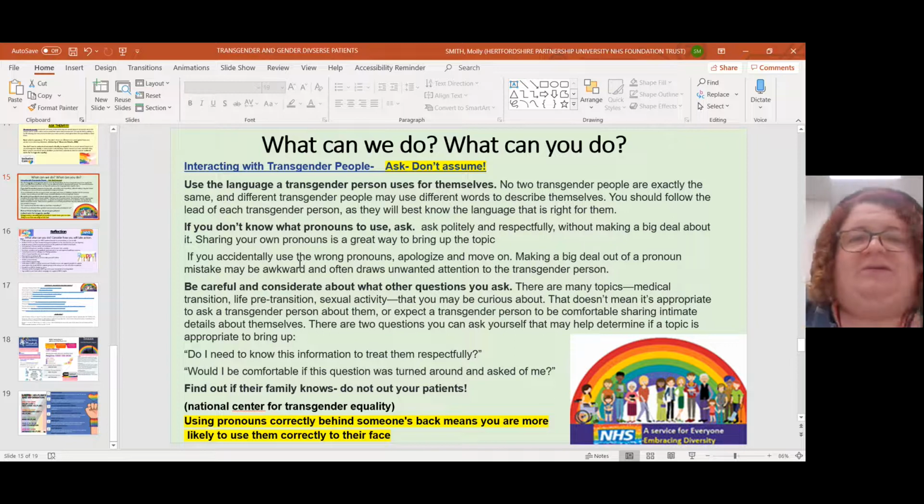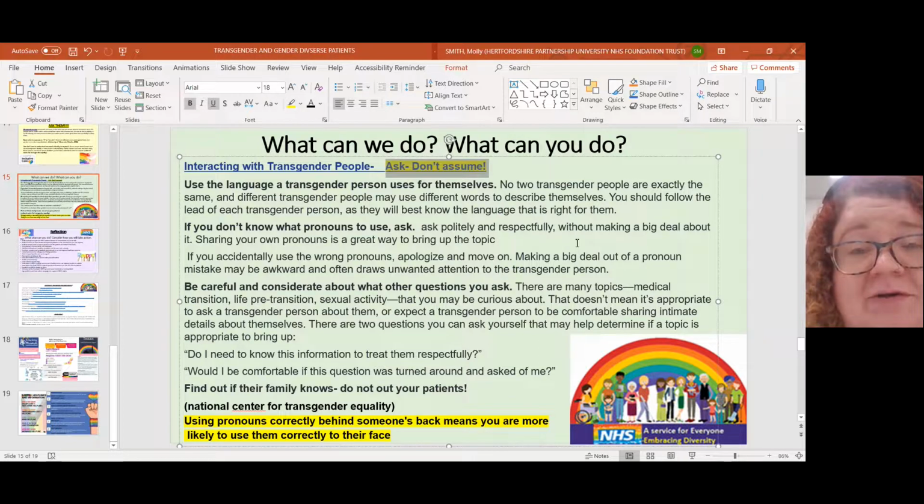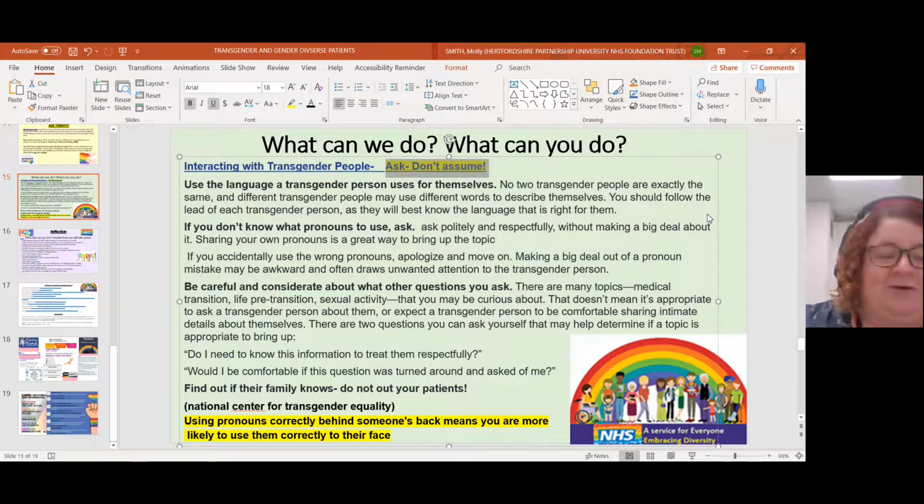So I do want you to have a think about other things that you can do. Again, please always ask, don't assume. Ask for pronouns, ask for names. Once you know someone's pronouns and names, it's also a really good thing to put it on their documents or their handover boards or whatever system you use in the NHS. Make it very clear.